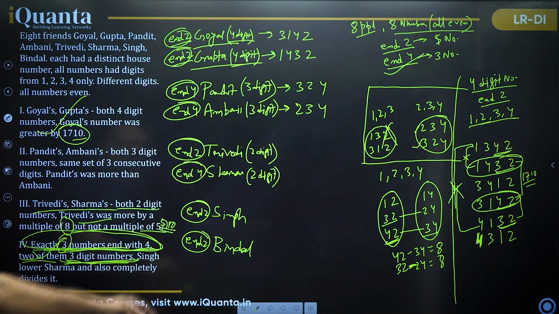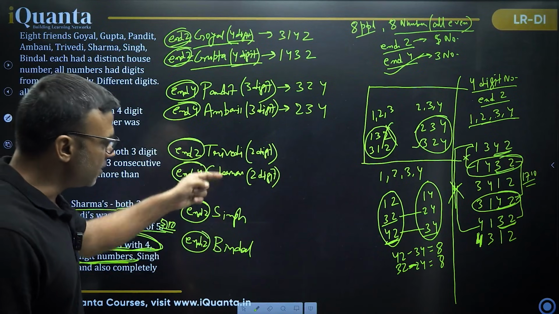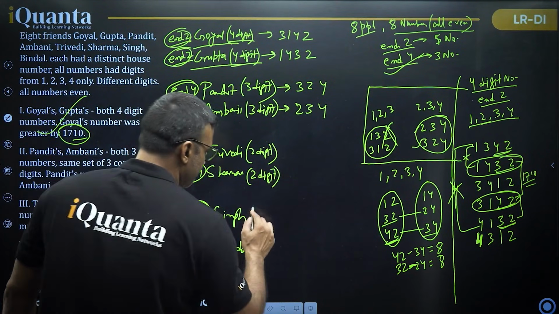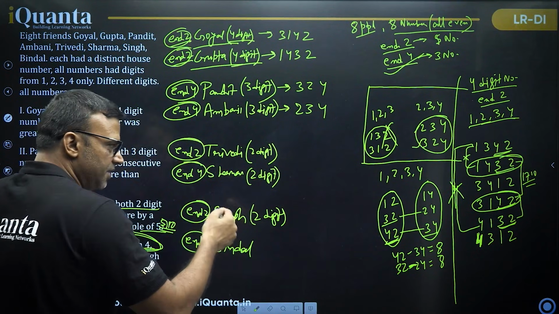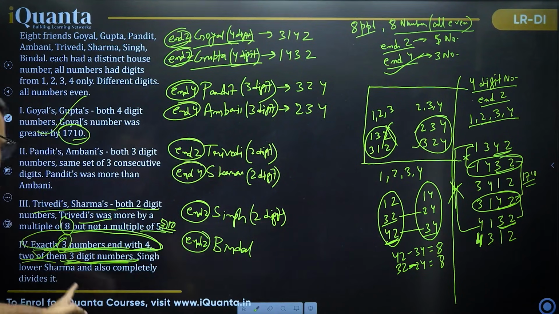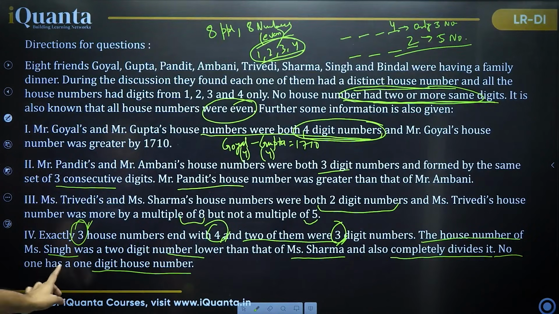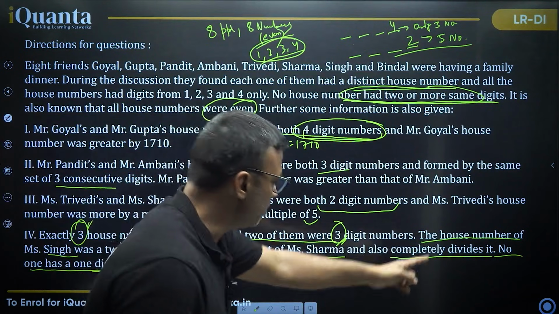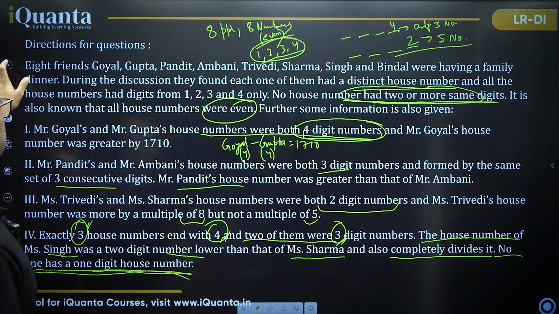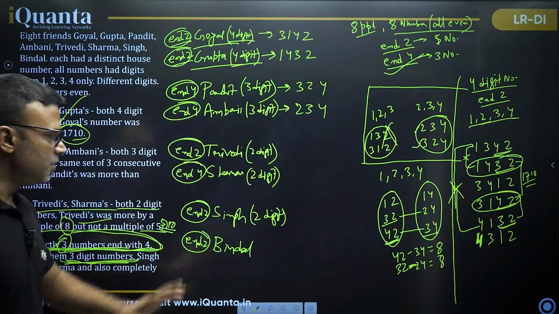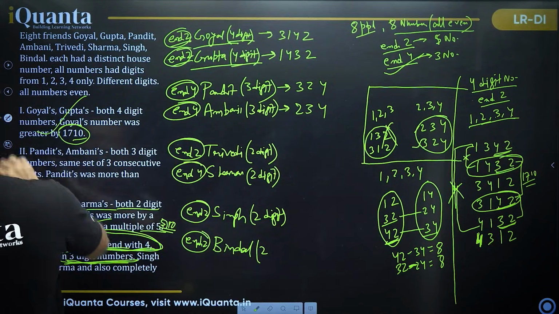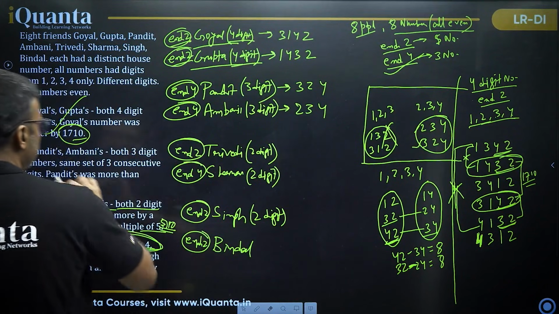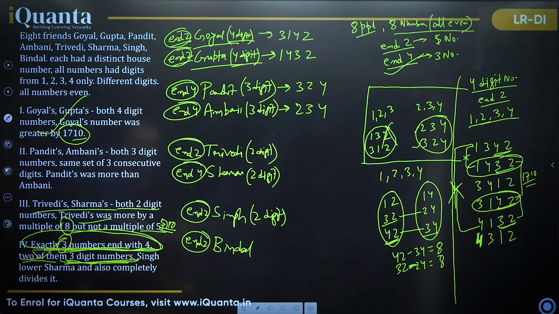Now it says 3 numbers. Singh is lower than Sharma. Sharma is a 2-digit number. So Singh has to be a 2-digit number. Why? Because a number lesser than a 2-digit number will be either a 2-digit number or a 1-digit number. And here it is given that no one has a 1-digit house number, right? So it has to be only a 2-digit number. Singh is a 2-digit number. Bindal, there is no information, so we cannot say anything, right?